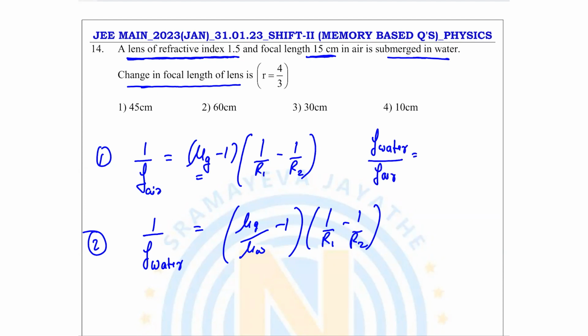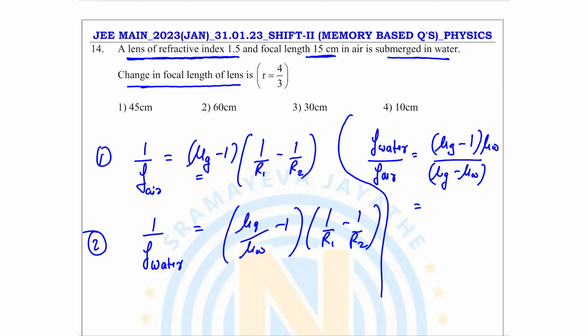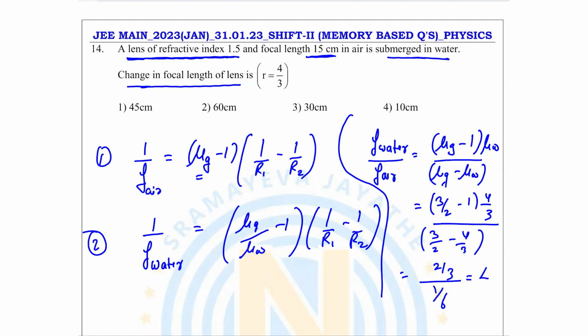And that will be equal to (mu glass minus 1) over (mu glass minus mu W) by mu W. So mu W will come here. If I fit in the values, I'll get mu glass is 1.5. Let's write it 3 by 2. So this is (3 by 2 minus 1) into 4 by 3 over (3 by 2 minus 4 by 3). That is 1 by 2 into 4 by 3, 2 by 3, and this is 3, 3s are 9 minus 1, 1 by 6. So that makes it 4.